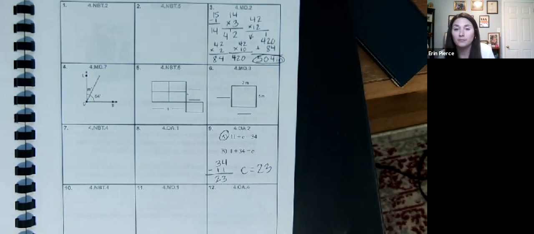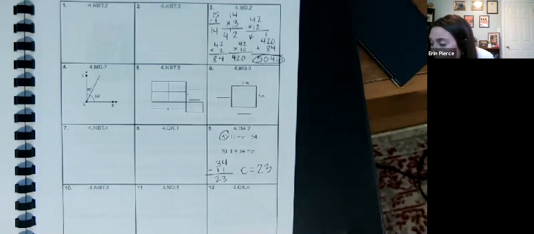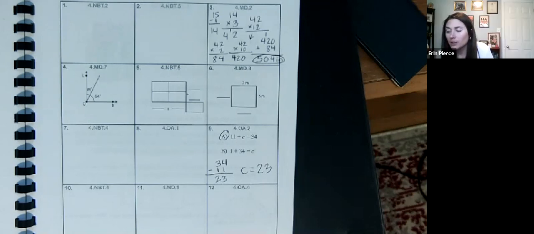It was 11 plus C equals 34. What was that? It says on A, 11 plus C equals 34. Yeah. So, but in order to find C, I have to subtract. So I have to do that in order to find C. Yep, that's a good question though, Hank. That one typically trips us up. What is another one you would like to see?